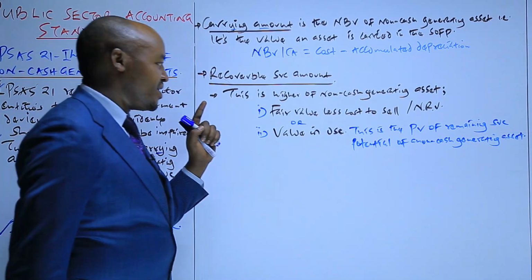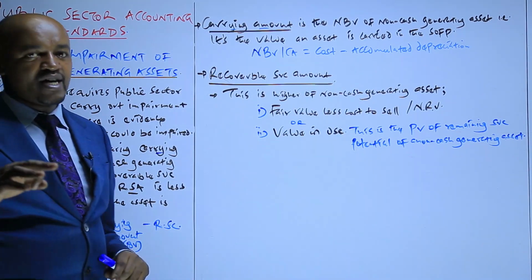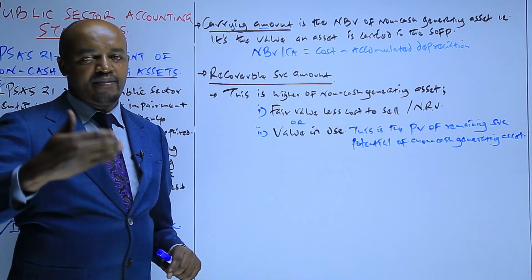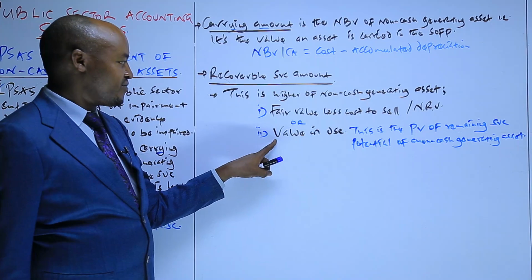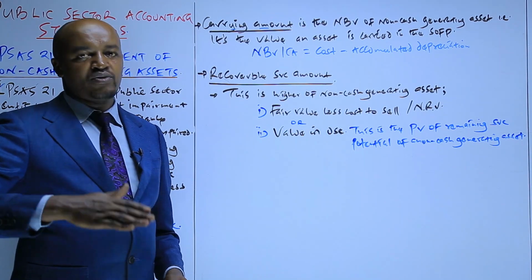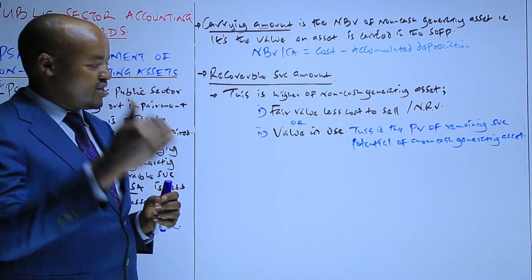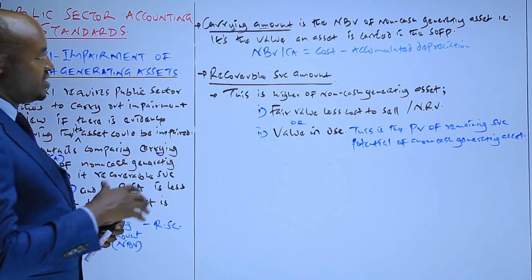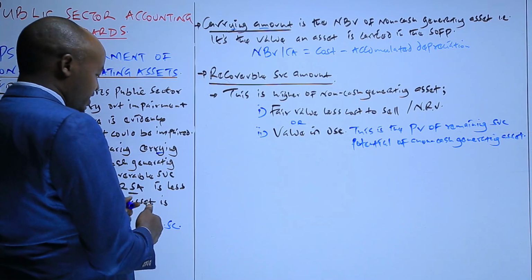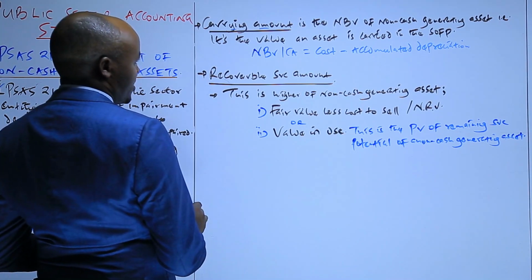And this particular standard, IPSAS 21, provides three methods, or three approaches, which can be used by a public sector entity in determining the value in use. But we are going to look at those approaches at a later stage. Before we do that, I want us to define some additional terms here.